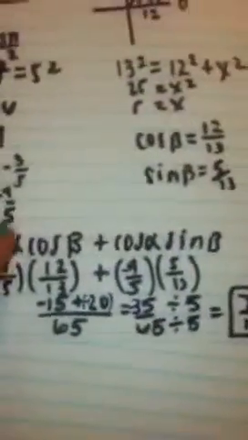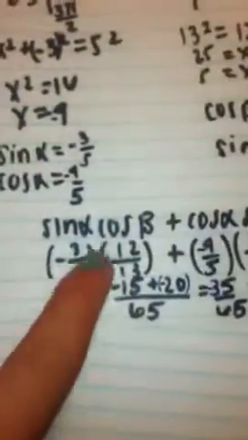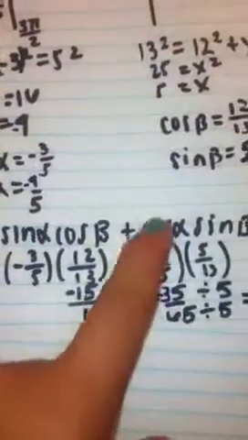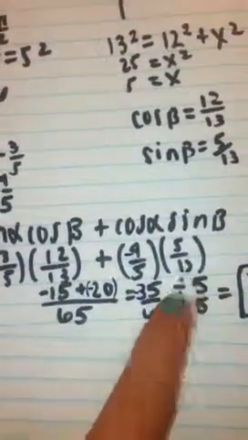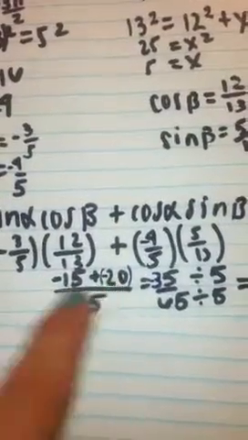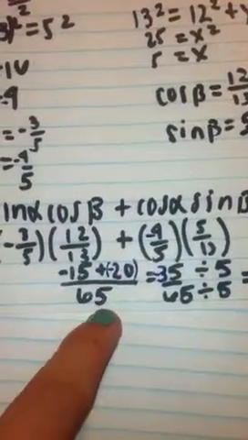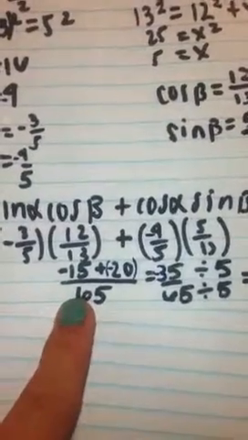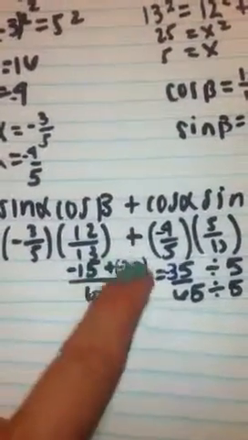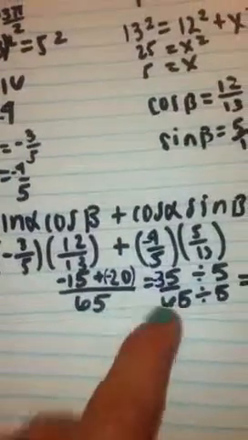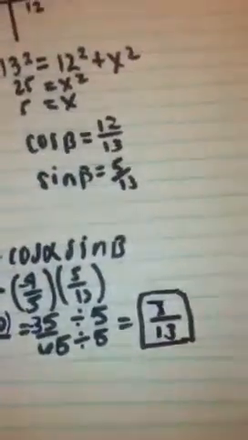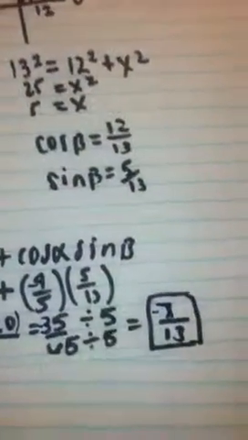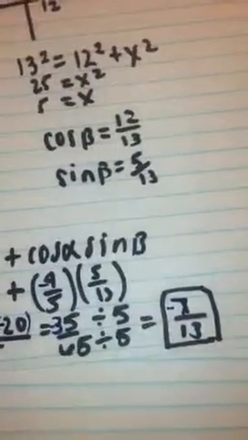So now we plug everything in. Sine of alpha is negative 3 over 5, cosine of beta is 12 over 13, plus cosine of alpha, which is negative 4 over 5, and sine of beta, which is 5 over 13. We get negative 15 plus negative 20 over 65, and they both have the same denominator, so we can just put the 65 on the bottom and then just multiply the tops and add them. So we get negative 35 over 65 divided by 5 equals a negative 7 over 13. Right there. So negative 7 over 13 is our answer to this problem.